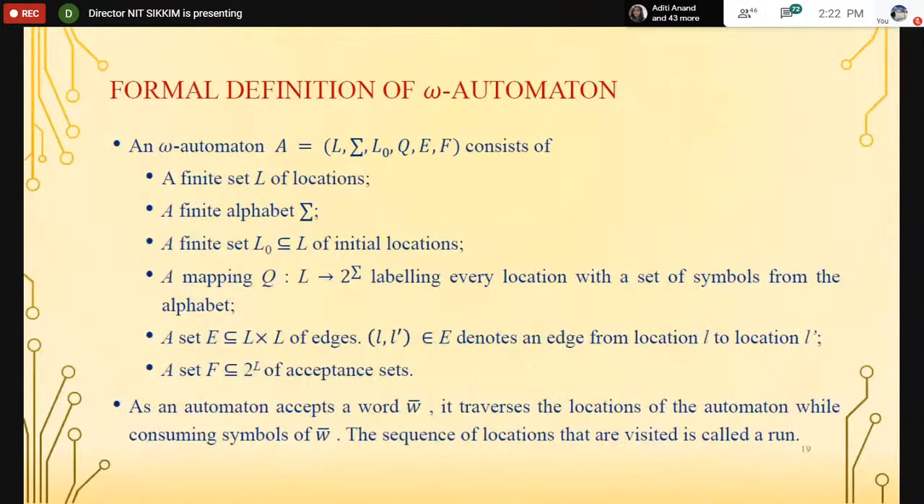Now, this is a formal definition of the omega automaton. We know how the FSA is defined, and this is also a 6-tuple. So your omega automaton is a 6-tuple. You have a finite set of locations or states. So L is a set of locations or the states. Of course, we are well familiar with the finite alphabets. Then L0 is the initial state. Then Q is the transition, mapping every location to a set of symbols. And then we have edges, L to L, and then the final states, what should be accepted.